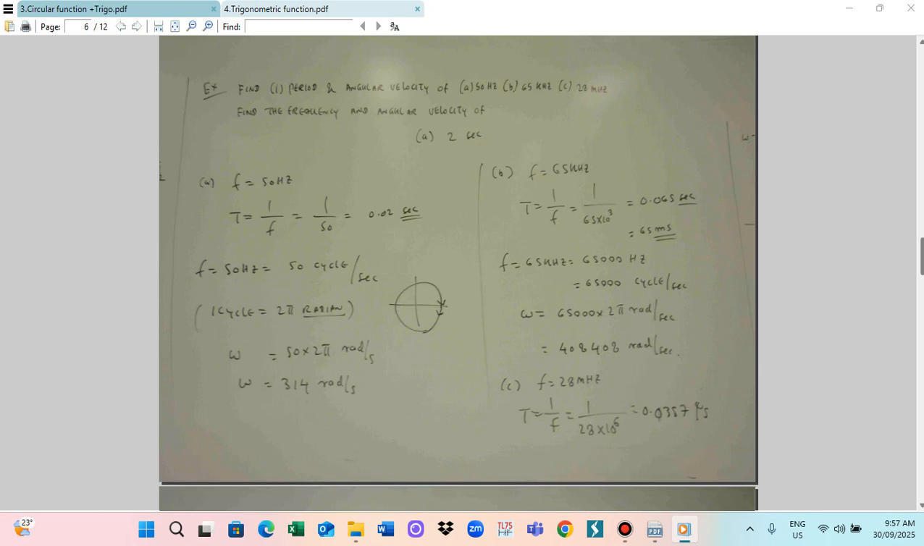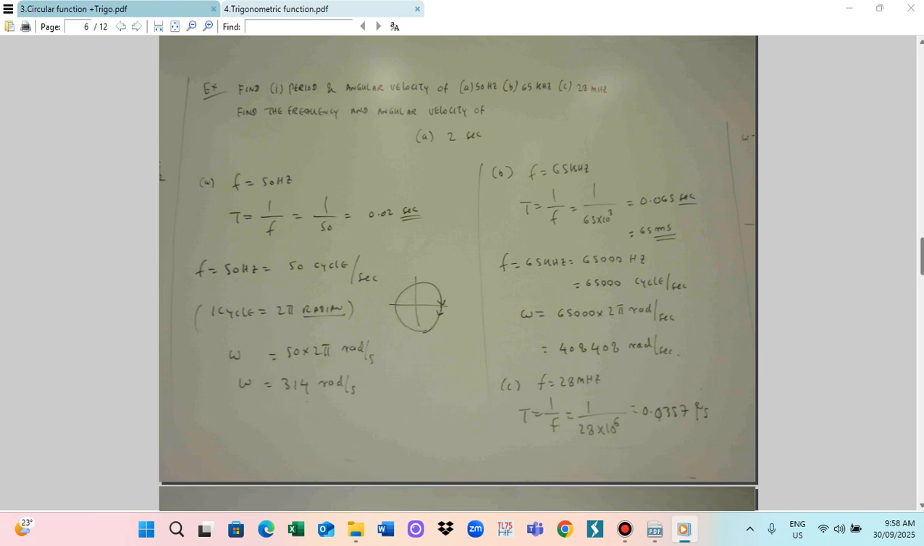Next we have to calculate for 65 kilohertz. So f is equal to 65 kilohertz. T is equal to 1 by f, so 1 by 65 into 10 power 3. So 0.065 seconds or 65 milliseconds. In this case, 65 kilohertz is 65,000 hertz. So this will be 65,000 cycles per second, or 65,000 multiplied by 2 pi radians per second. By this way you can calculate omega in radians per second.